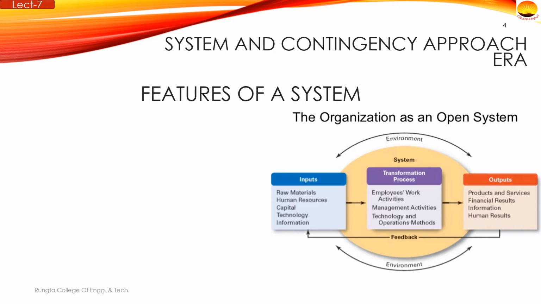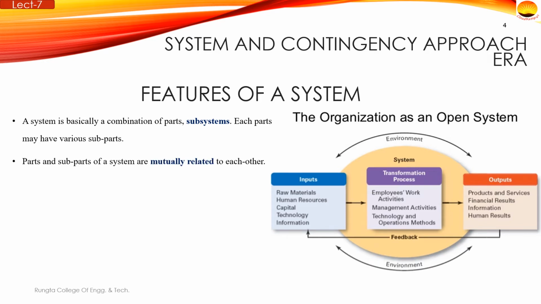First, we need to understand what is system. A system is basically a combination of parts, subsystems, and each part may have various subparts. For example, organization is a system. It has various subsystems, meaning various departments like human resource, marketing, finance. So these are the various subsystems. And the parts and subparts of each system are mutually related to each other. Of course, they cannot work individually, they have to work collectively. The arrangement of the parts in the subsystem is important.